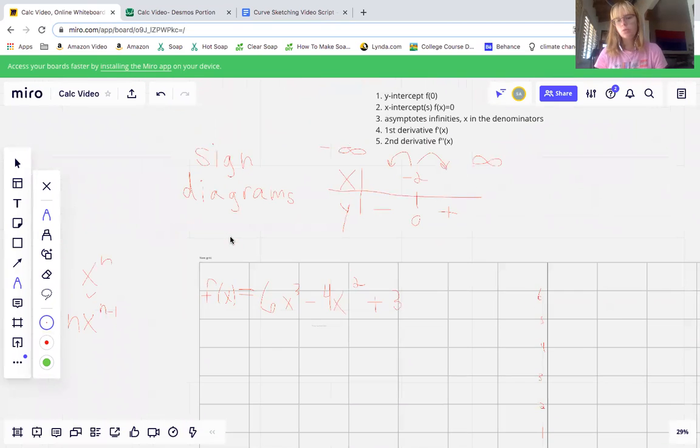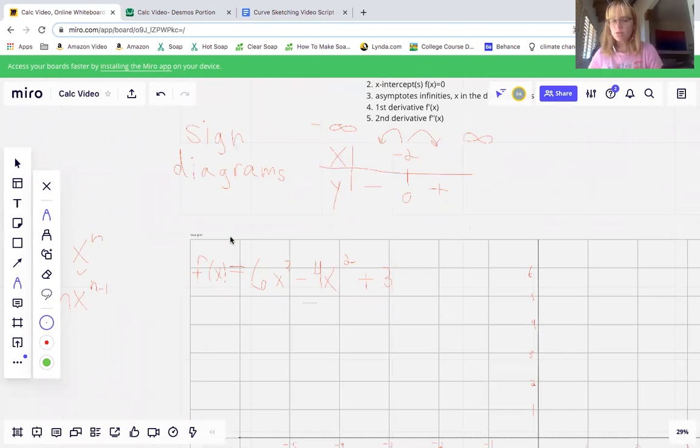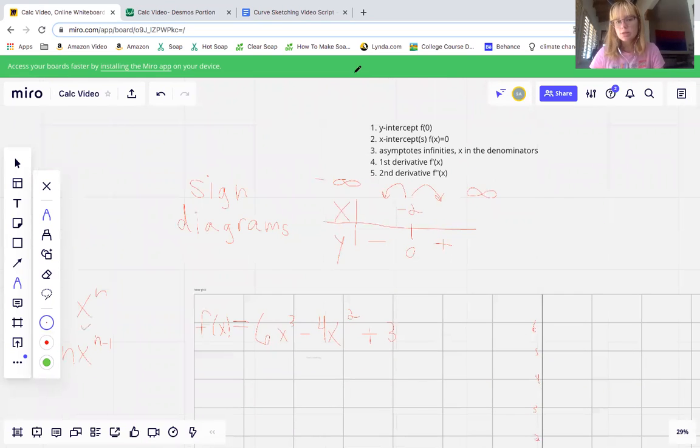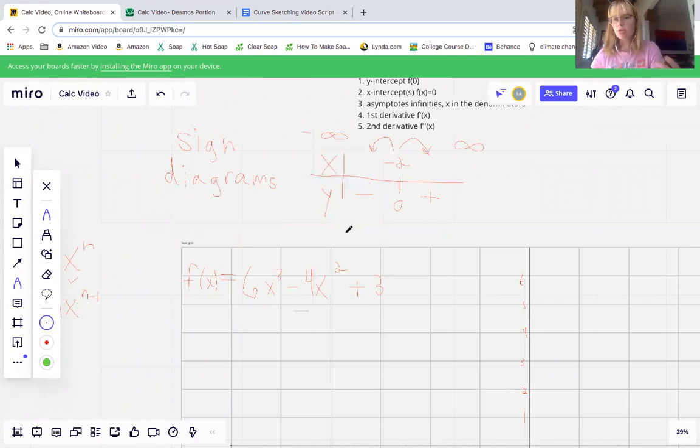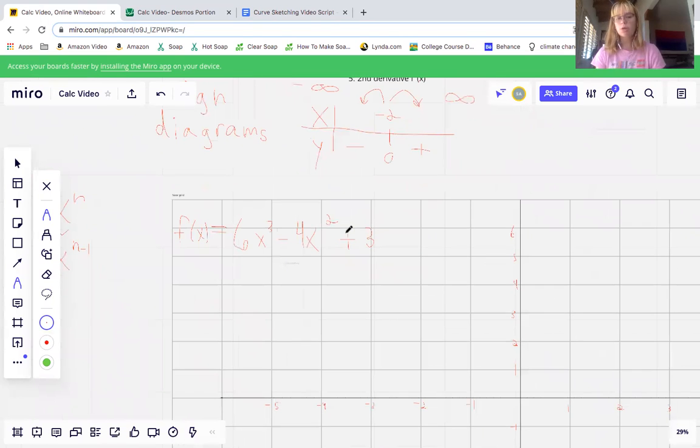In the first video, we talked about the basic concept of curve sketching. We ran through this list of curve sketching steps and we talked about sign diagrams. All of this will be used in this video, so if you don't understand what I'm talking about, it might be helpful to go back and look at the previous video, but if not, we can jump right into it.